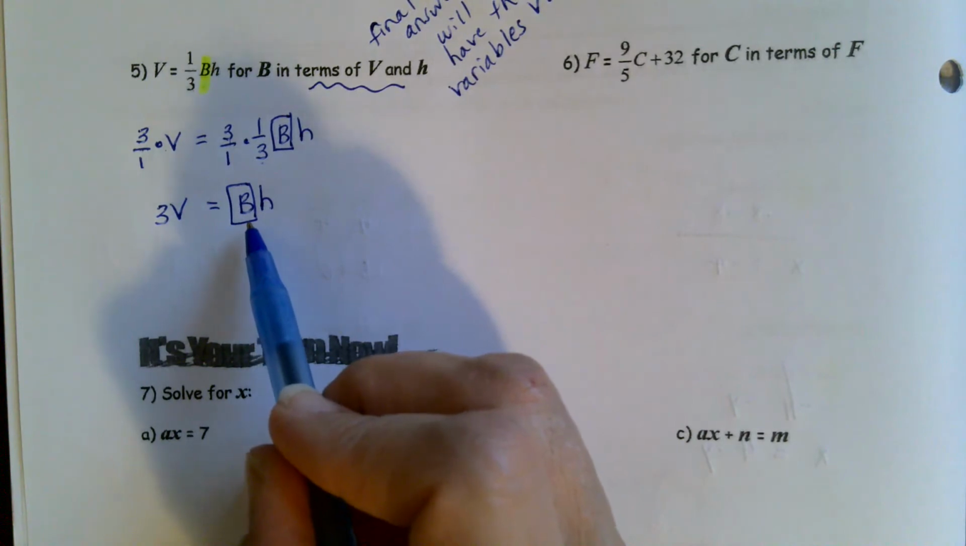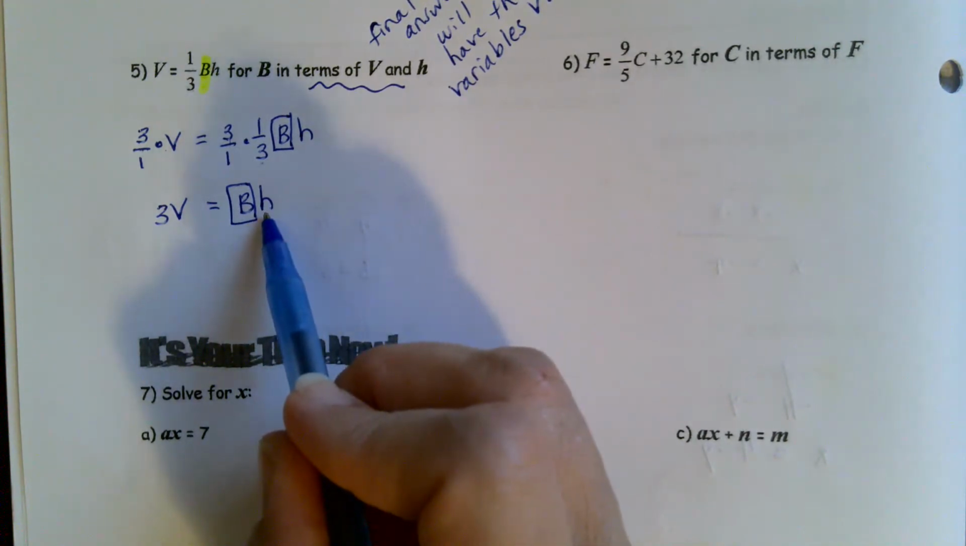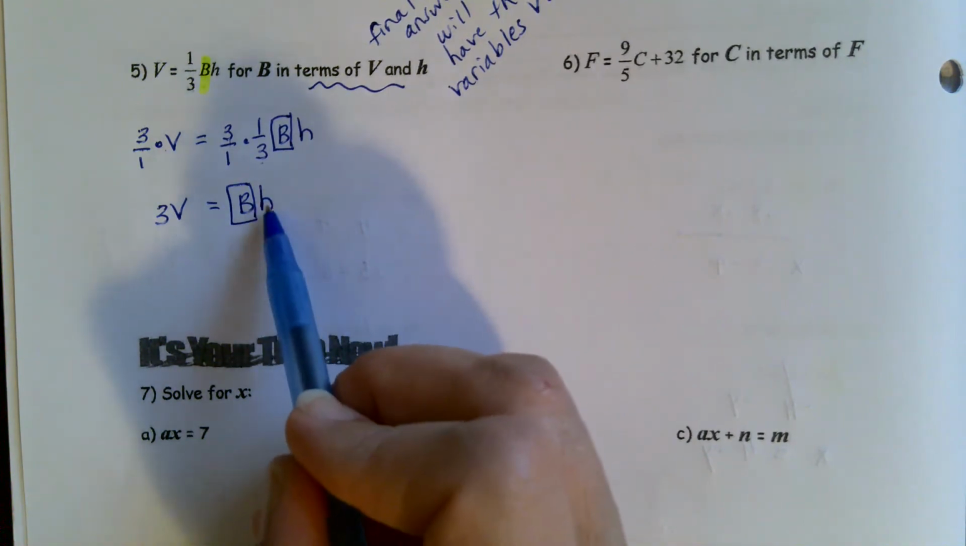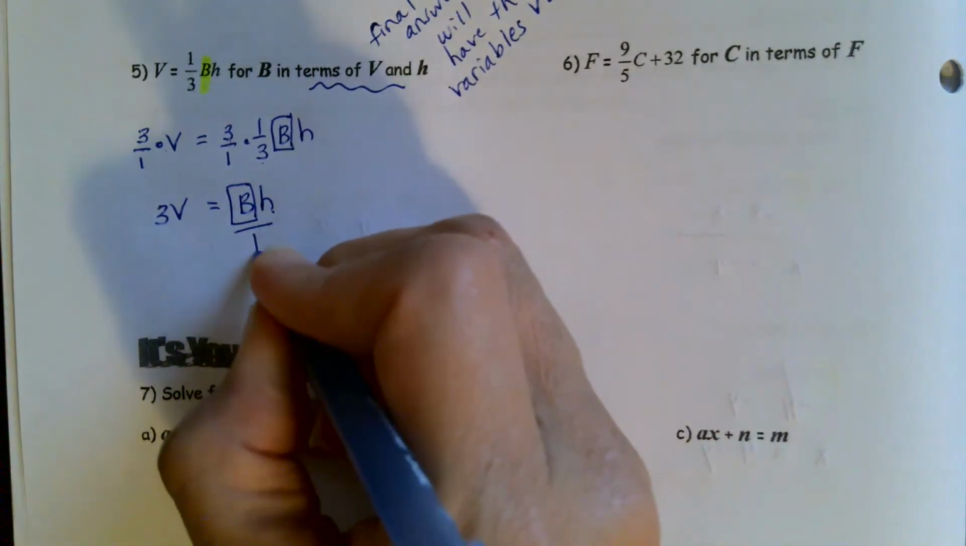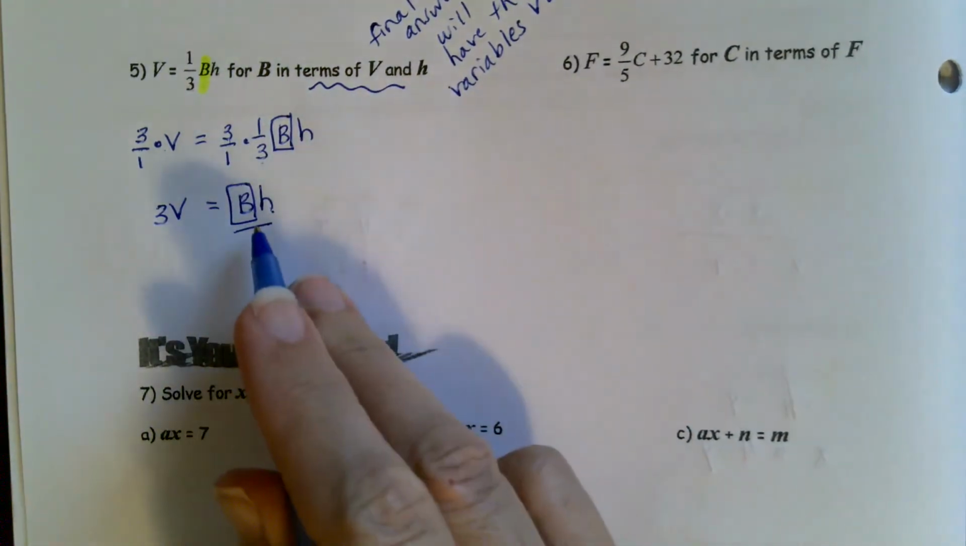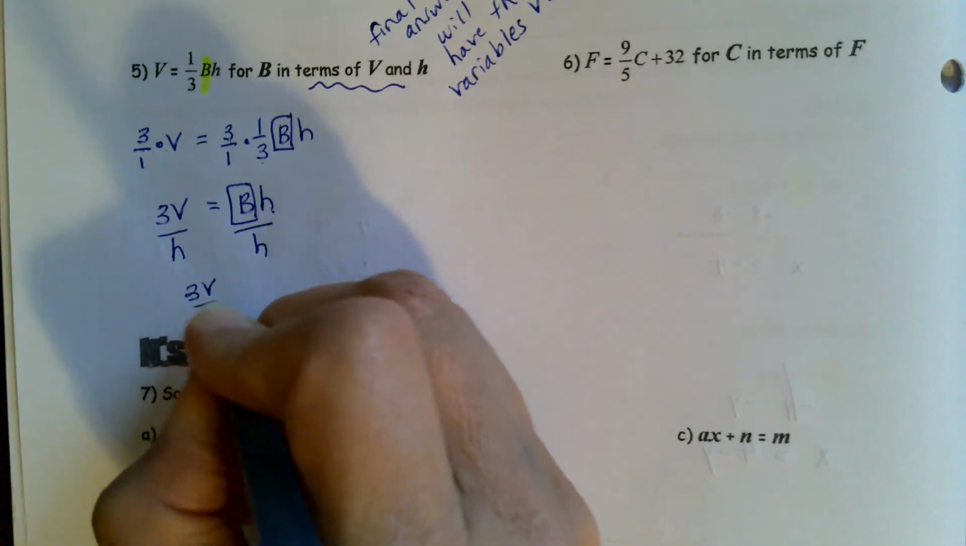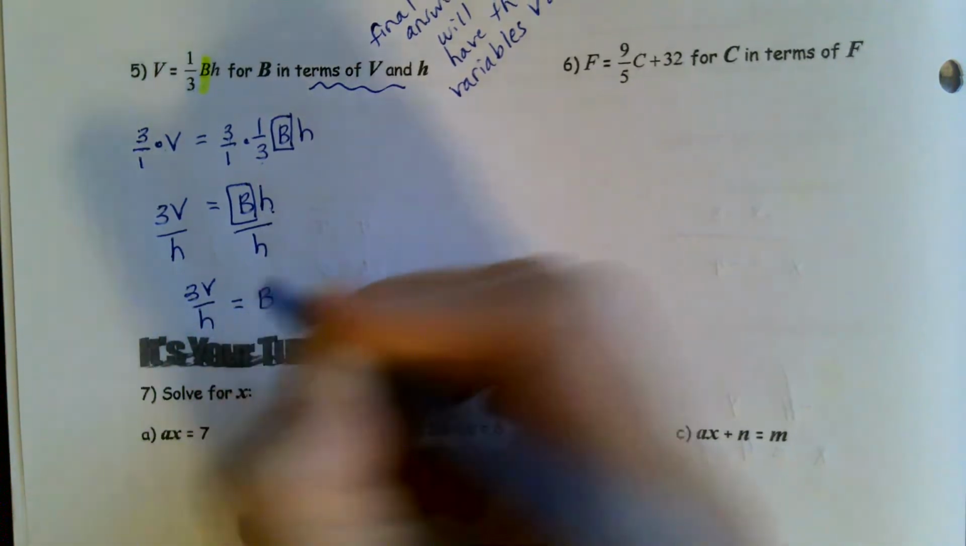I need to isolate B. What's happening next to it? It's being multiplied by H. So instead of multiplying by H, I'm going to divide by H. Whatever I do to one side of the equation, I'll do to the other. So I have 3V over H equals B.